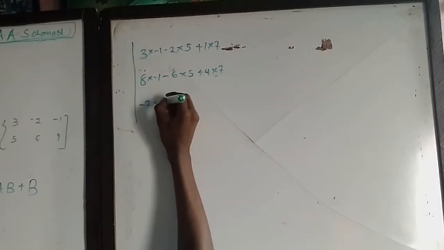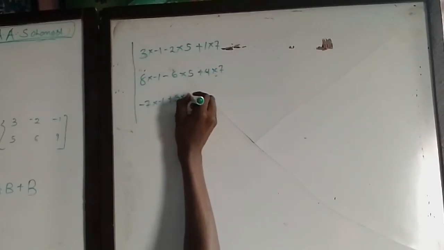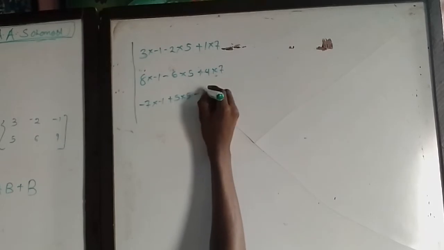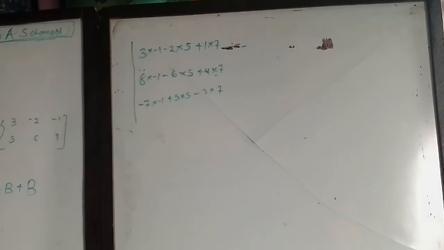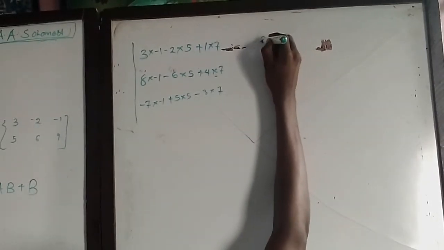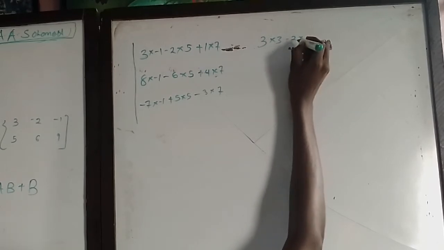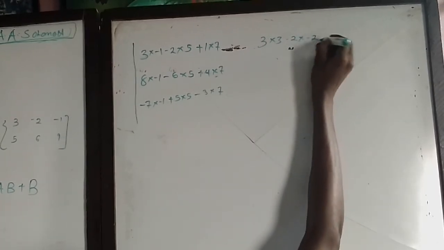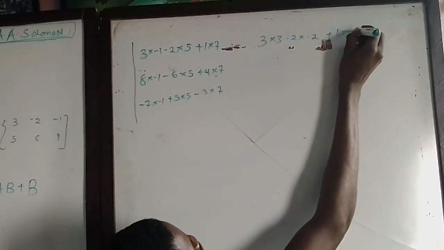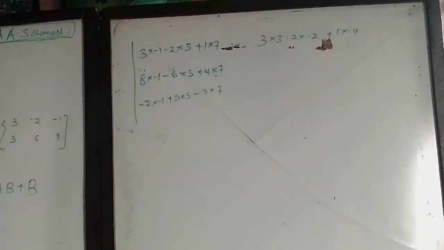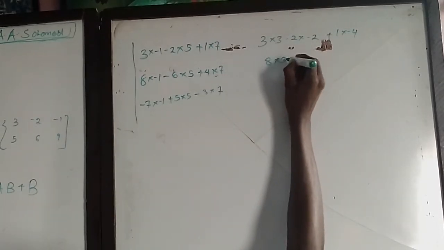Minus 7 times minus 1, plus 5 times 5, minus 3 times 7. Then we have here 3 times 3, minus 2 times minus 2, plus 1 times minus 4. Then we have 8 times 3.